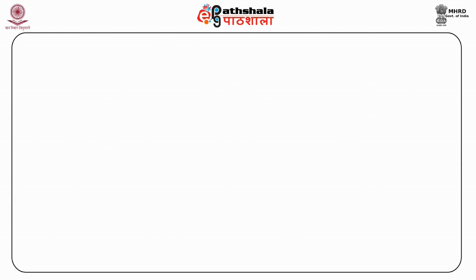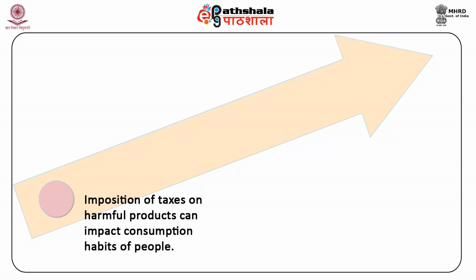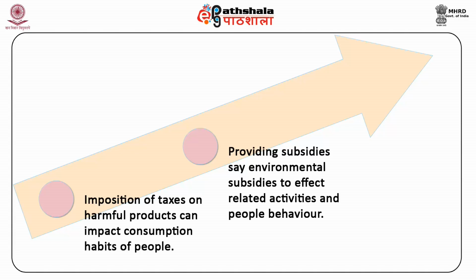Some of the ways are: first, imposition of taxes on harmful products can impact the consumption habits of people. Second, providing subsidies, say environmental subsidies, to affect related activities and people's behavior.